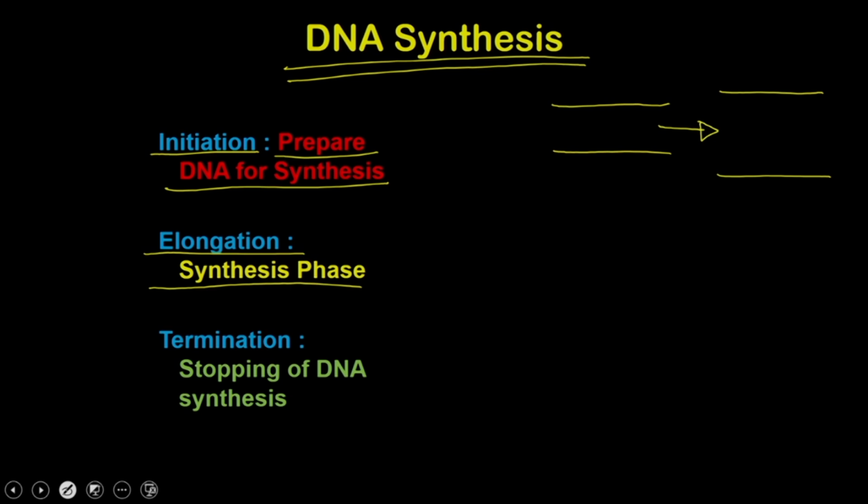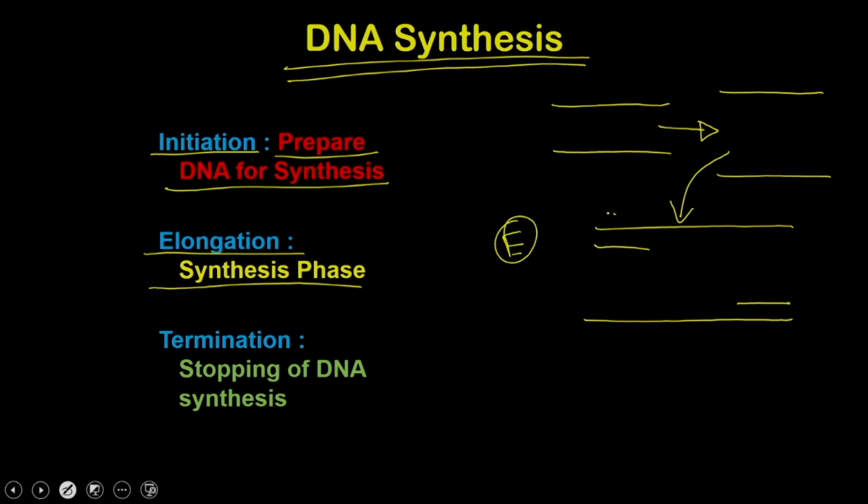Once your two strands are ready, you add the primers, in this case the RNA primers. Both the primers are going to sit, and then you add the enzymes. The enzyme sits onto these strands, and that is how it starts the synthesis.